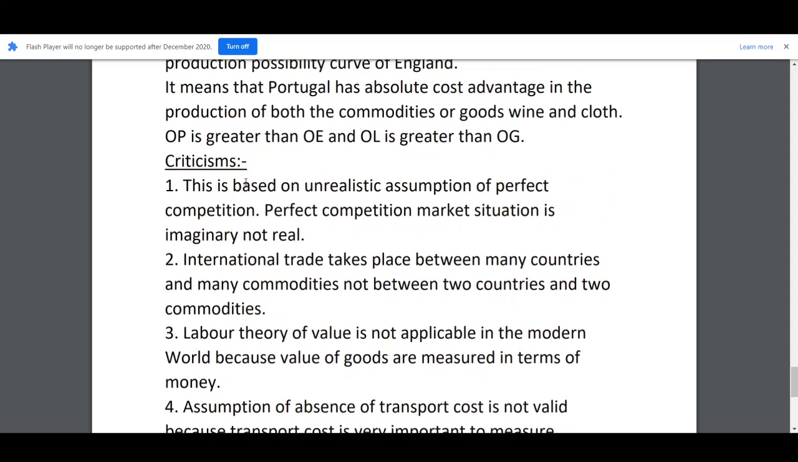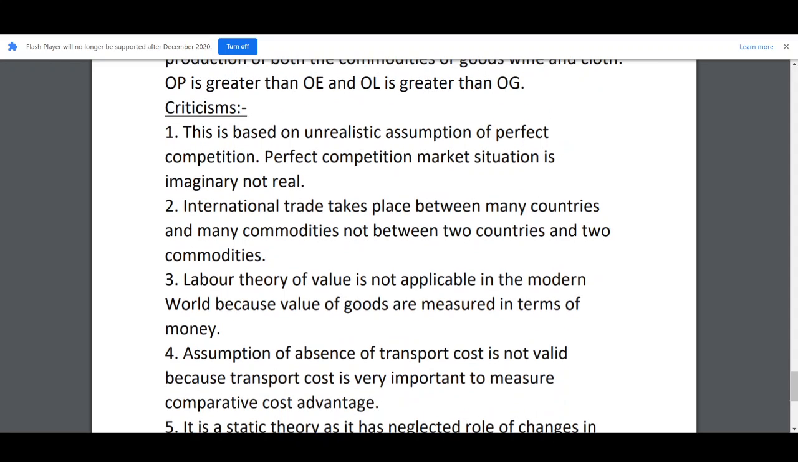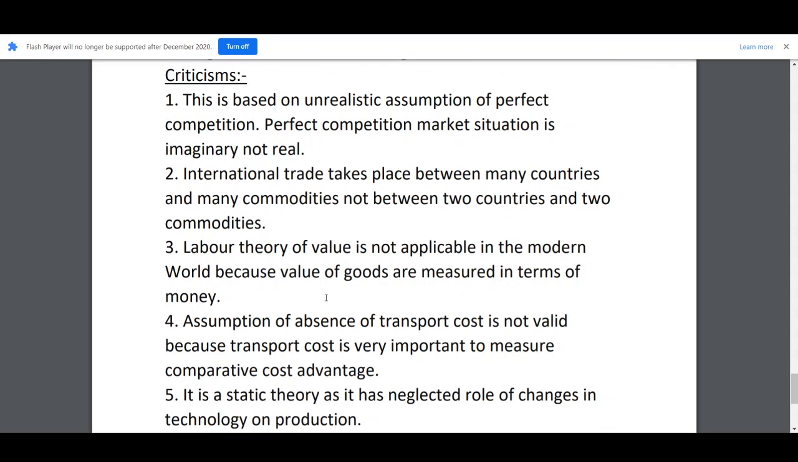Now the third criticism, that is the labor theory of value. David Ricardo has given importance to labor hours, labor as the only factor, etc. But the labor theory of value is not applicable in the modern world. Why? Because in the modern world, the value of commodities or goods is measured in terms of money, not in terms of labor hours. So that was the third criticism.